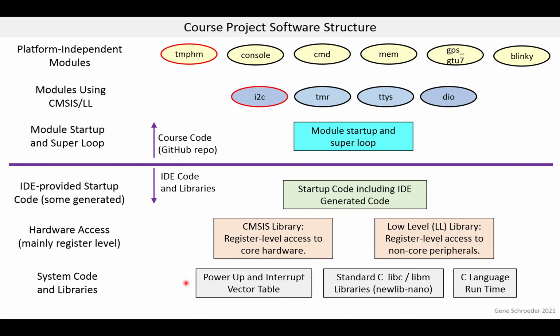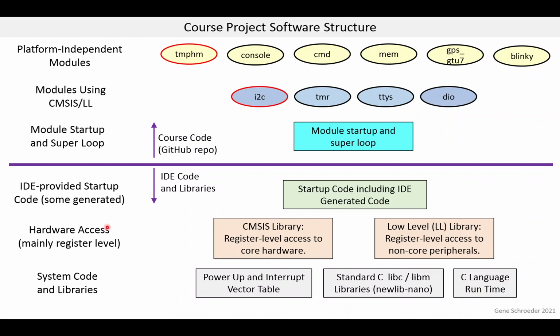The power-up code does the bare minimum to provide an environment for normal C code to run. Next, we have the standard C libraries of libc and libm. As you may know, there are lightweight implementations of these libraries called newlib, and an even lighter weight version called newlib-nano. Finally, we have the C language runtime code, which is also very low-level stuff. It is closely tied to the compiler. Normally, you never think about this code, but I just included it for completeness.